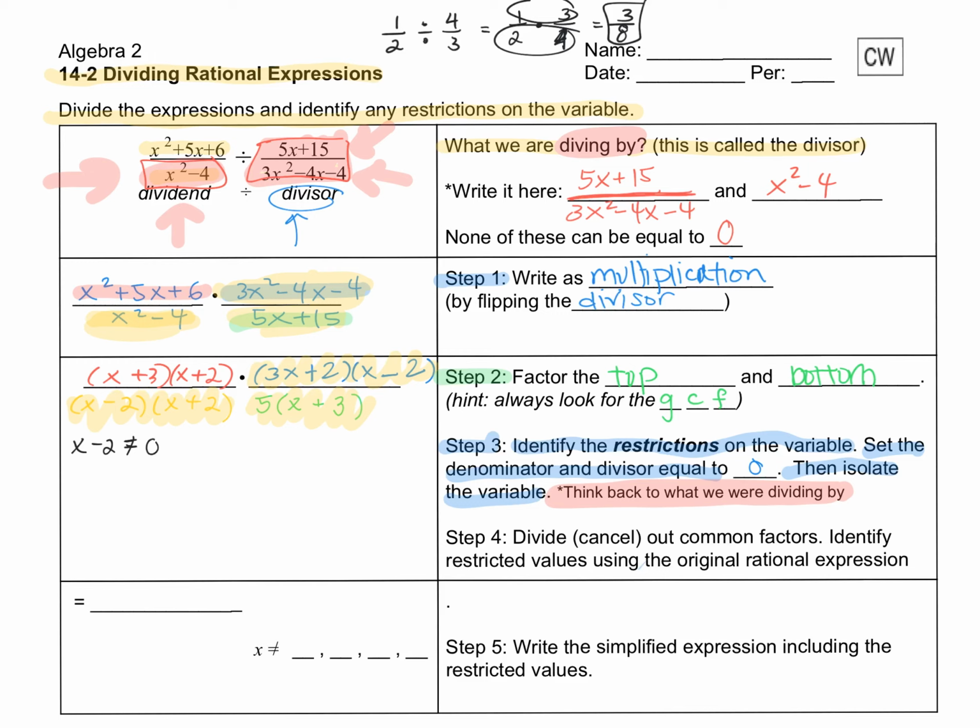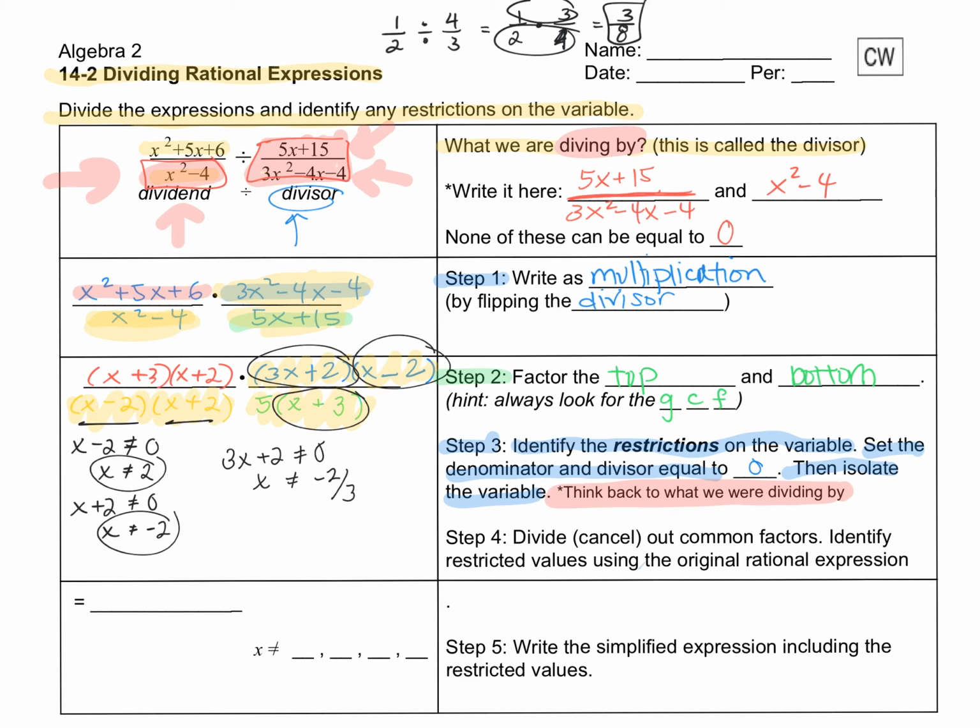So x minus 2 can't equal 0. If I solve that equation, I'm going to get 2. If I look at this one, x plus 2, that's a factor that also cannot equal 0. If I solve this, I'm going to get negative 2. For this factor, 3x plus 2 also cannot equal 0. So if I solve this equation, I'm going to get x cannot equal negative 2/3. We already did this one first.